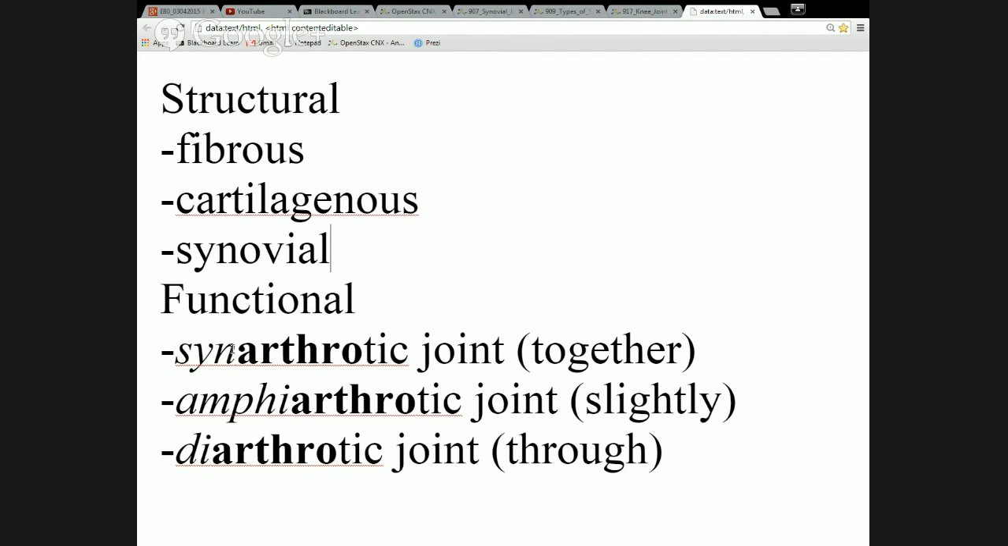I'm going to focus on the synovial joints, and so you'll know that all of those joints definitely fall into the exact same functional category, which is diarthrotic.